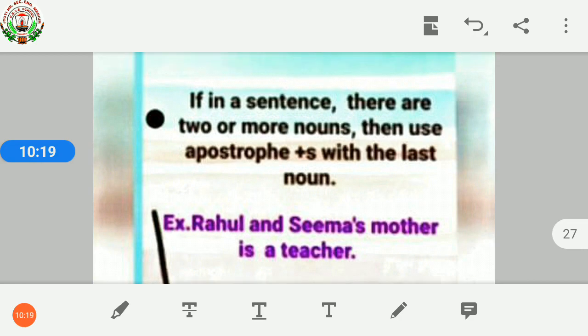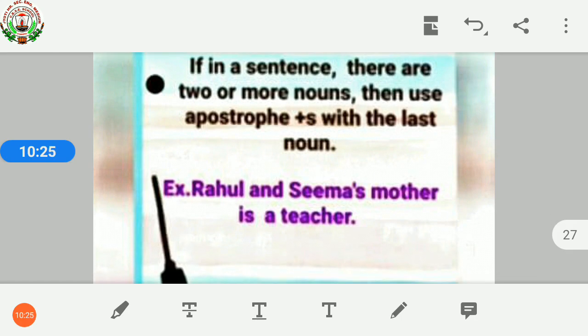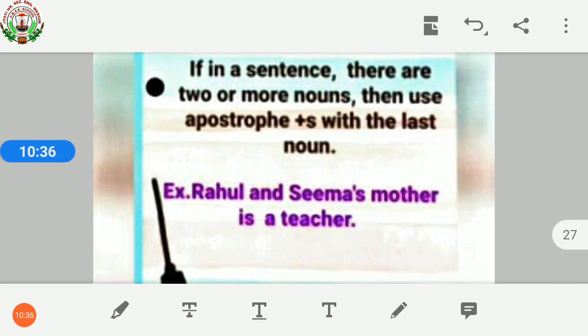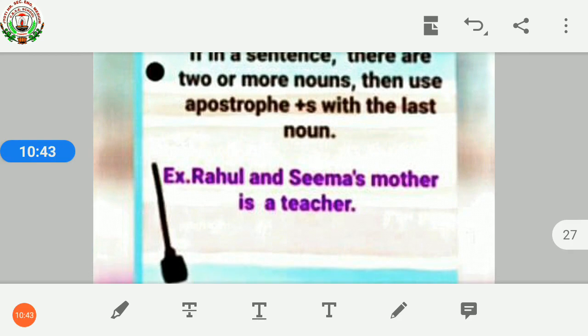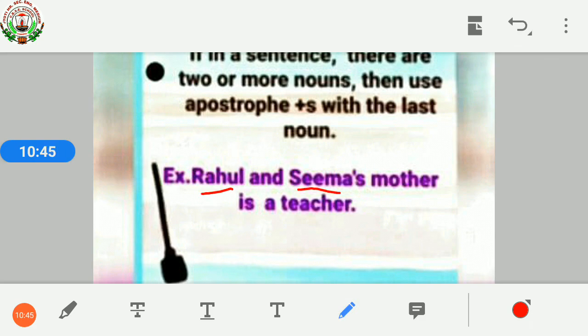See, next rule. If in a sentence there are two or more nouns, then use apostrophe plus S with the last noun. Children, we have already learned this rule in the above examples. See, if in a sentence more than two nouns are there, then we will always use apostrophe S with the last noun. See here, Rahul and Seema's mother is a teacher. So Rahul and Seema both are singular noun. Both are nouns.